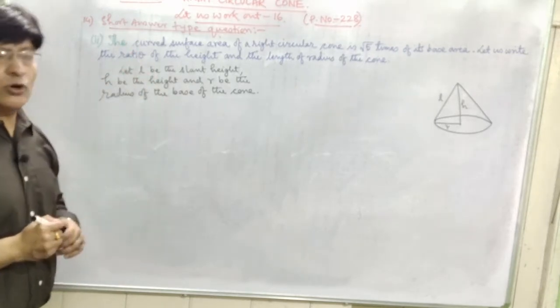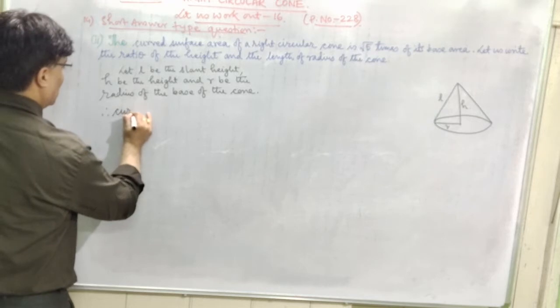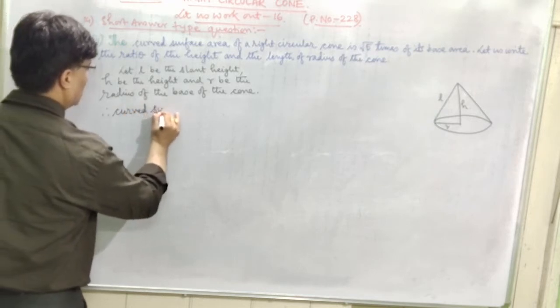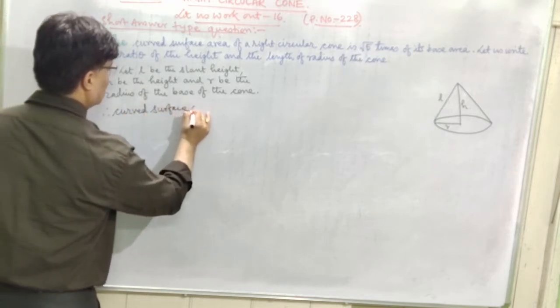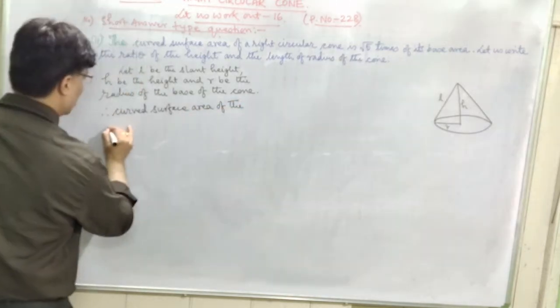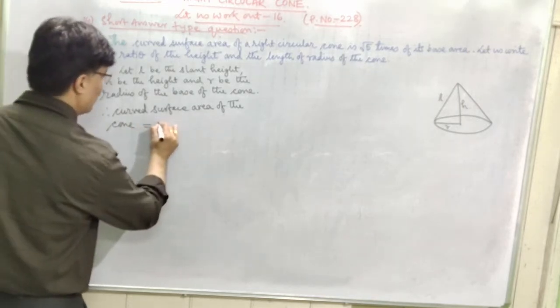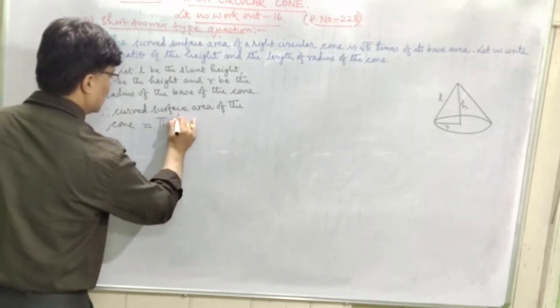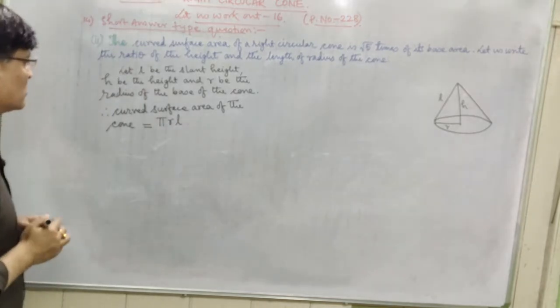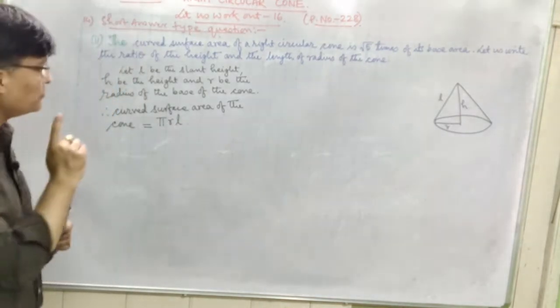Now what will be the curved surface area of the cone? Therefore, curved surface area of the cone is equal to, what is the formula? It is pi RL. What is the curved surface area of the cone? It is pi RL. Is that clear?